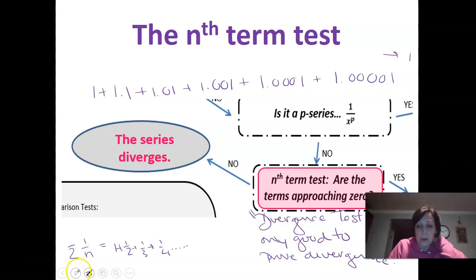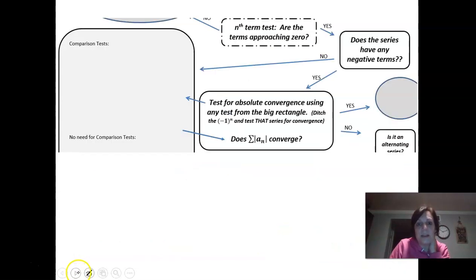Those are the 3 quick ones that you always want to ask yourself before you go doing anything more complicated, right? Because once you leave nth term test, you will notice that your flow chart gets very arrowy. This is going to be for the next video, but you spend most of your time series-wise in this area over here. Up here it says nth term test, are the terms approaching 0? If the answer is no, it's divergent. If the answer is yes, the next question is a little bit strange.